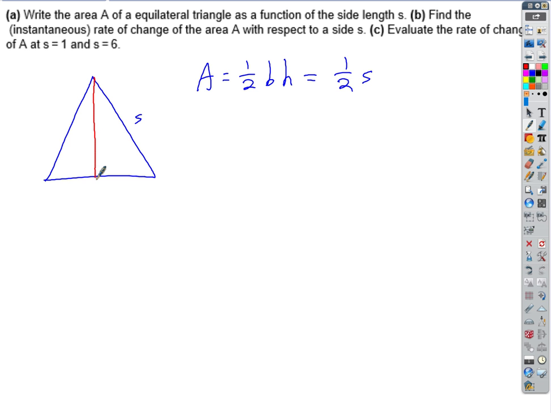Okay, so if that's the height, we'll call that H. What can you tell me about the length of that side right there? Well, no, that's just S over 2, right? Because that's half of it. Did everybody agree? That's a right angle. So if I want to find the height, this is pretty easy. Just the Pythagorean theorem: H squared plus S over 2 squared equals S squared.